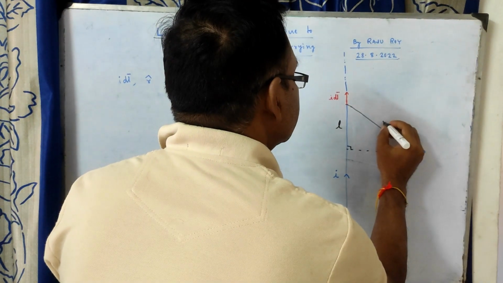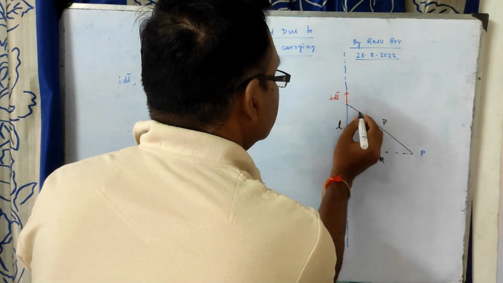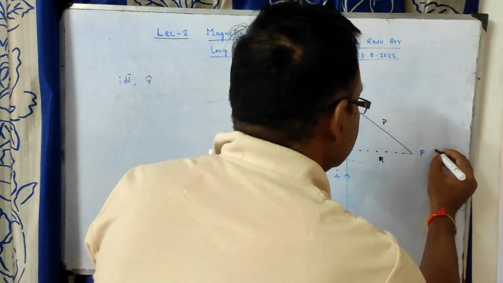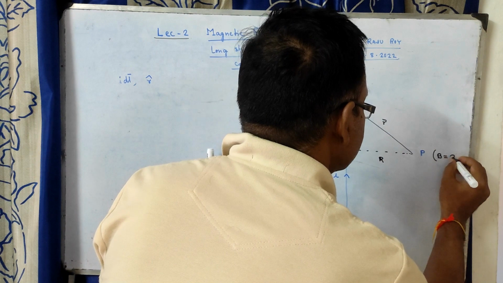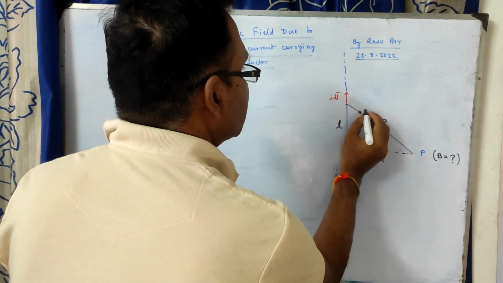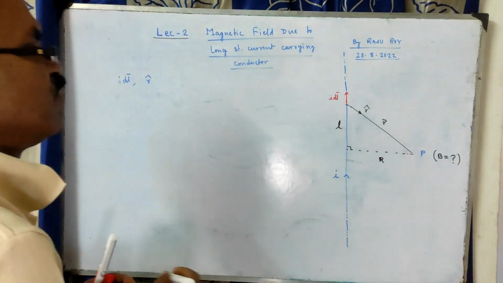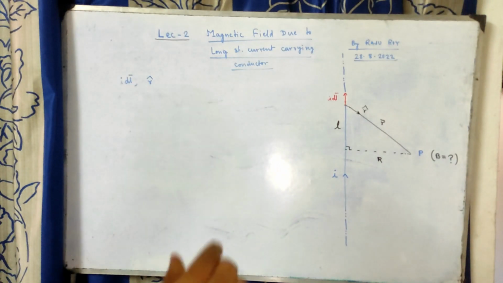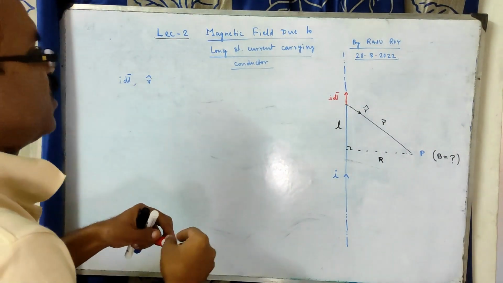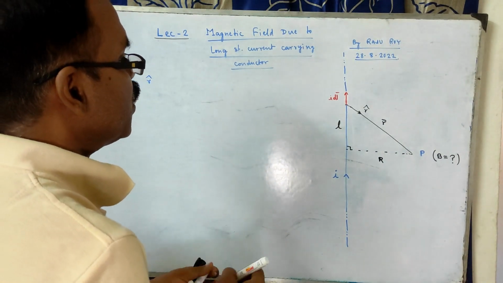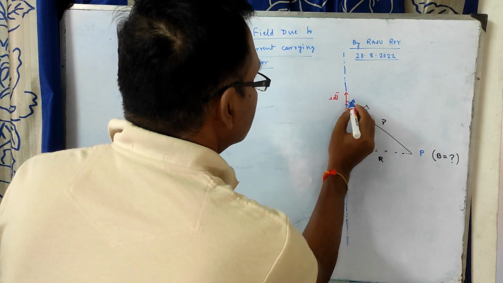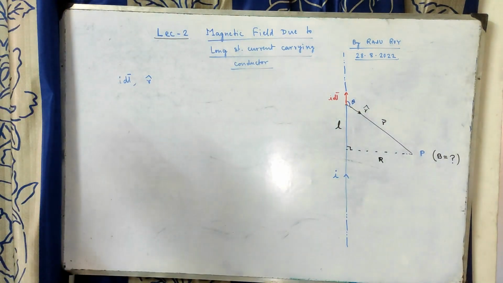I will name this vector as r vector. It is directed from the source to the point at which I want to find B. Here I need to find B, which is equal to what? This only we have to find. If this is r, then the unit vector r cap will also be in this direction, and the magnitude is 1. To find the cross product, we need to know the angle between Idl and r. This angle I am taking as theta.